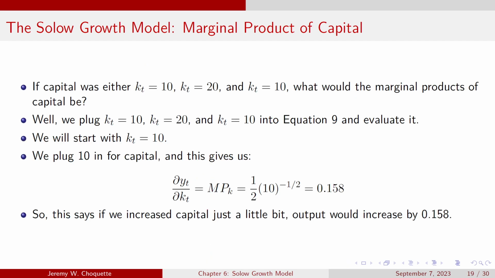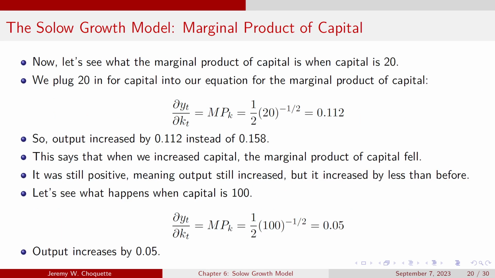So if capital was either 10, 20, right, what would the marginal product of capital be? Now it says K_t equals 10, 20, and then 10. I think I meant to do 10, 20, and 100. So anyways, let's just start with K_t equals 10. What I can do is I can plug that into the marginal product of capital, right? And it's going to give me 0.158, which tells me if I increased capital a little bit, output would increase by 0.158.